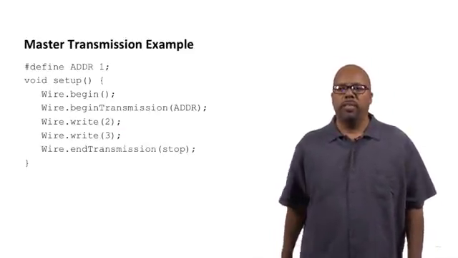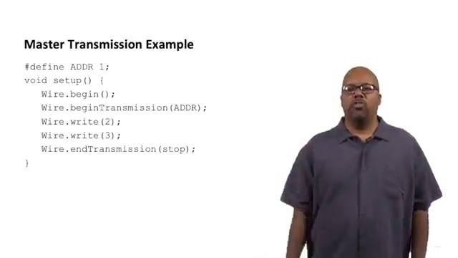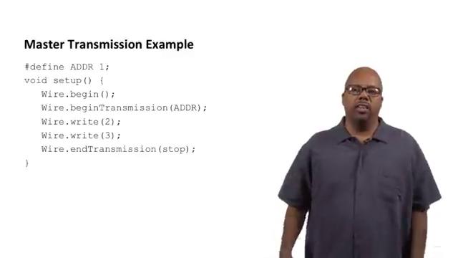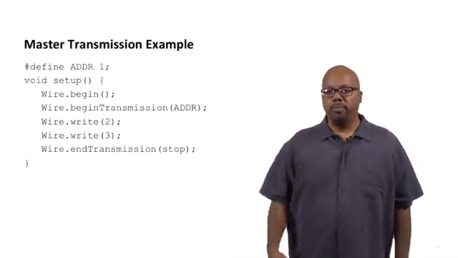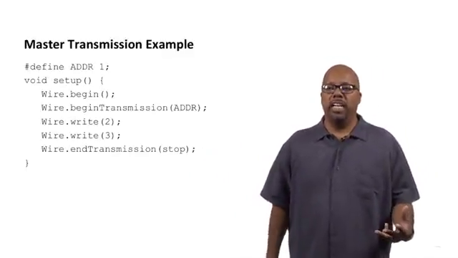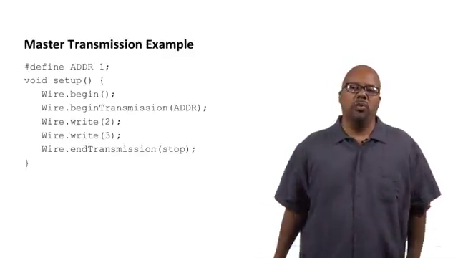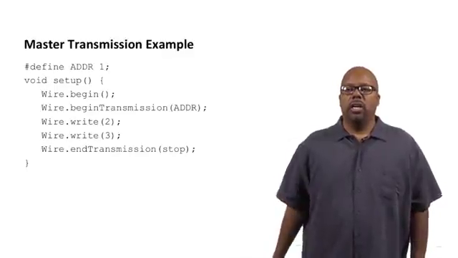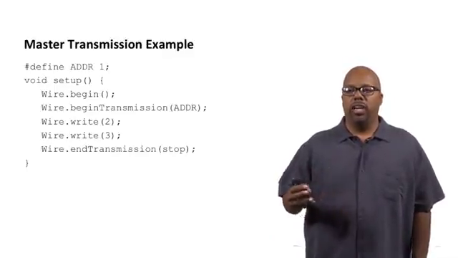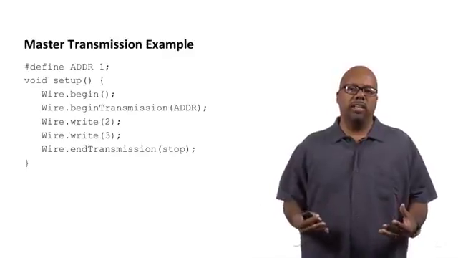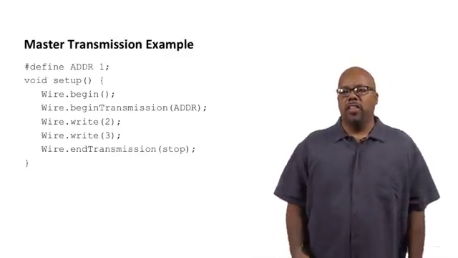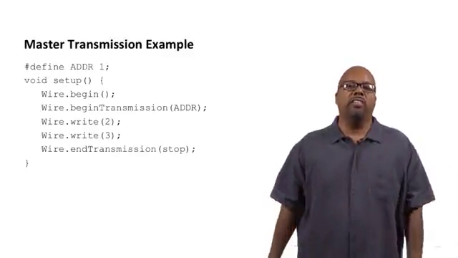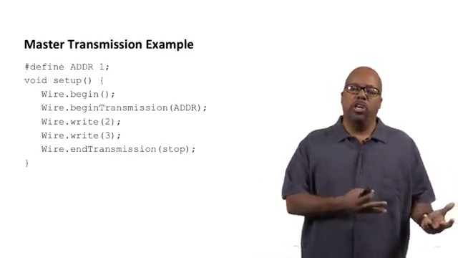Here's an example. Let's say I define my address. I do a #define up there: ADDRESS equals 1. That's the slave address I'm going to send to. In my setup, I say Wire.begin to initialize the I2C hardware. Then Wire.beginTransmission to the address. Then I'll say Wire.write 2, Wire.write 3, so I'm sending 2 bytes, a 2 and a 3. And then Wire.endTransmission, and that causes all the data to be sent in the format that we talked about in I2C.